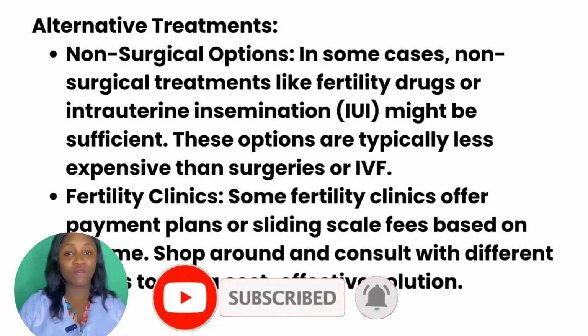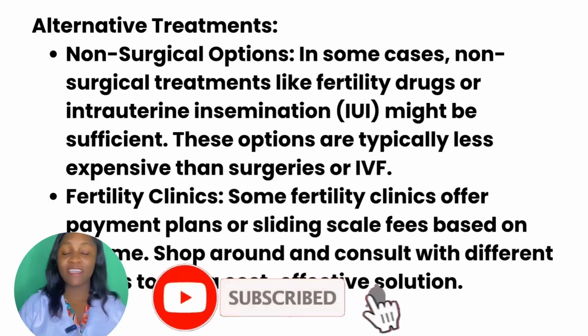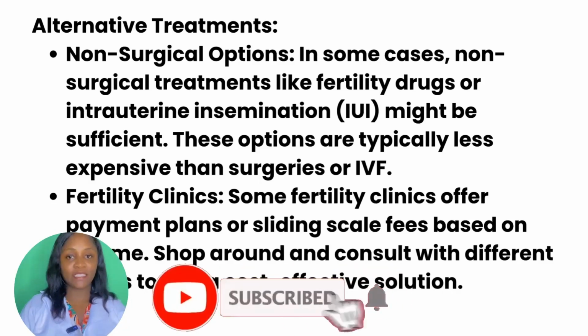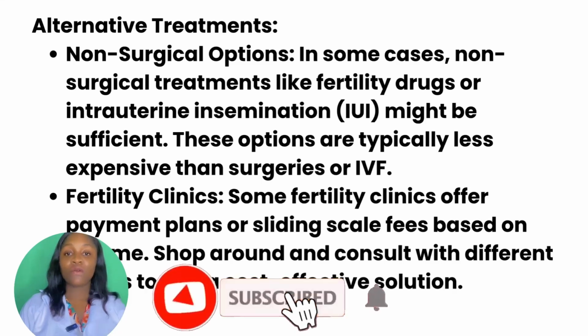Alternative treatment: non-surgical options such as fertility drugs can be given. Intrauterine insemination might be sufficient. These options are less expensive than surgeries or IVF. Fertility clinics: some fertility clinics offer payment plans or sliding scale fees based on your income, so you should check them out.